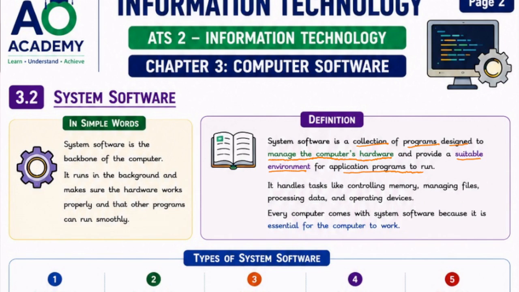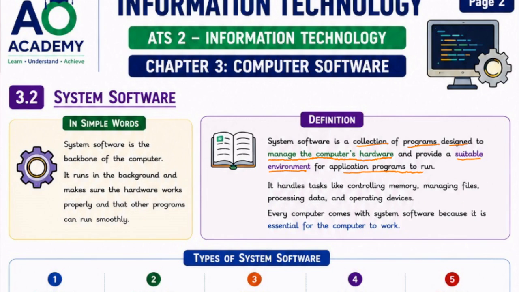Every computer comes with system software because it is essential for the computer to work. You hear something like Android 2.0 and Android 1.7, Android 11, Android 12, iOS 17, iOS 16. Those are operating systems.